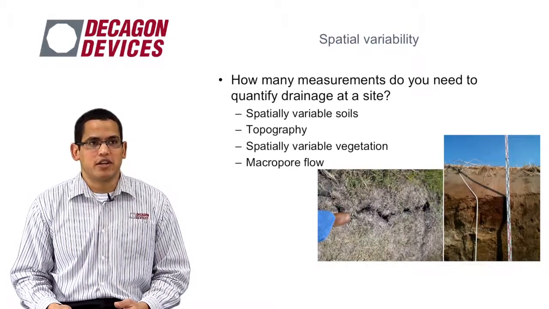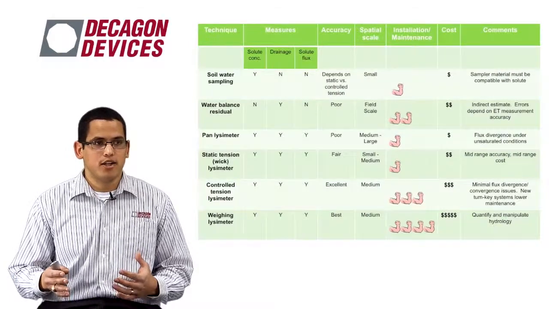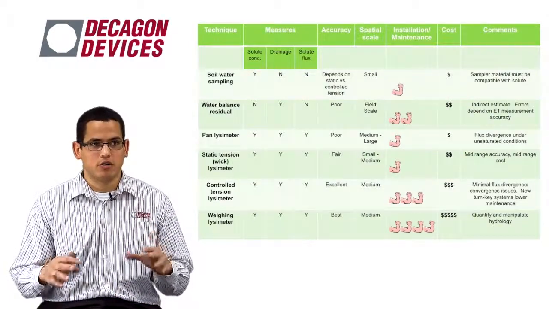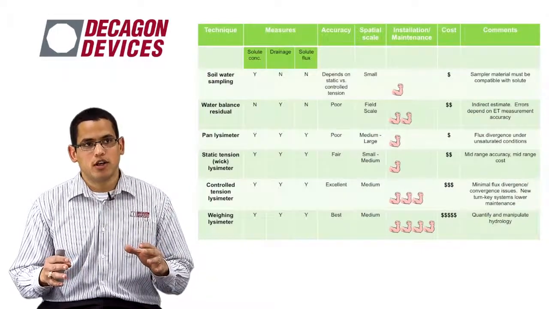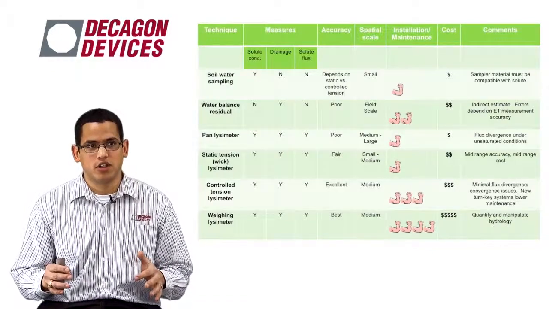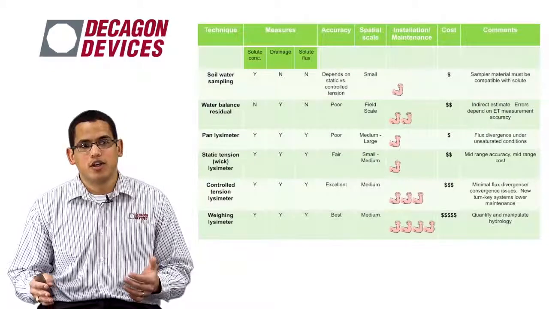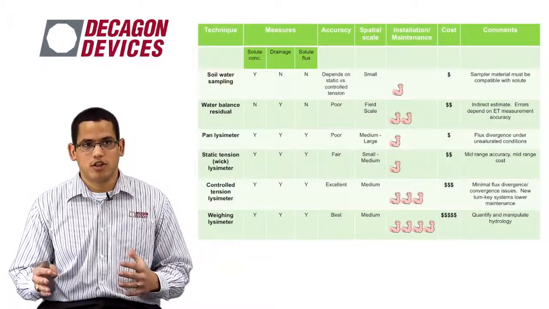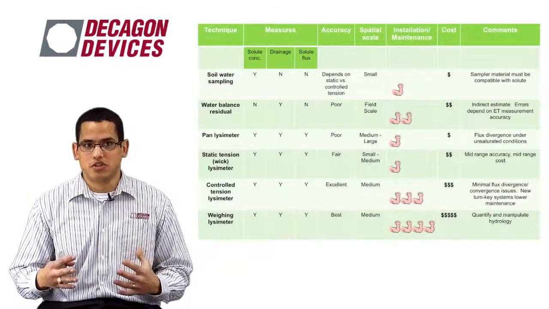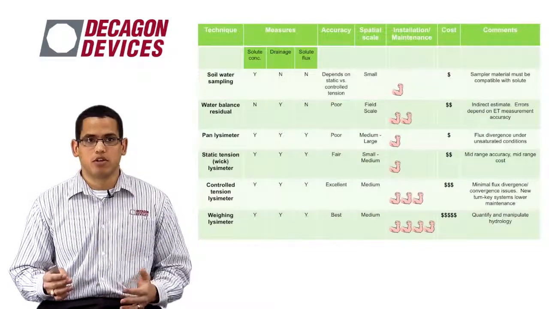So here's just a little breakdown of all these methods that we just went over. With the soil water sampling, with the water balance residual, we do get a measurement of drainage. We don't get a measurement of solute flux or solute concentration unless we use soil water samplers to go along with it. Accuracy can be poor. A nice thing about the water balance residual is you do get field scale measurements, at a much larger scale than you do with any of the other measurement methods.